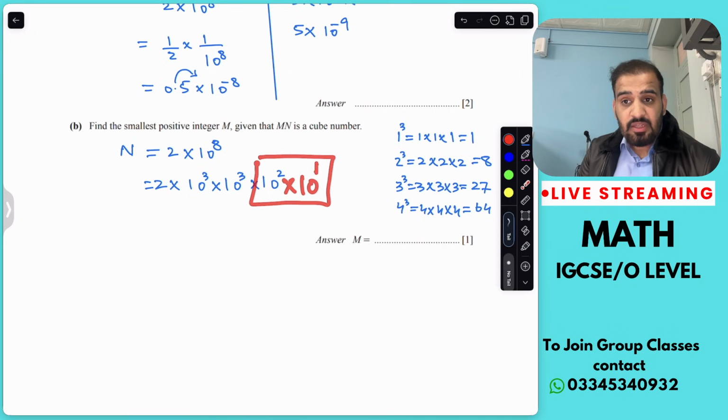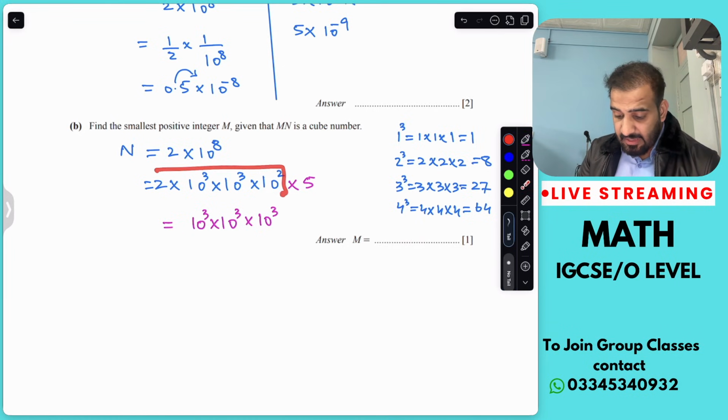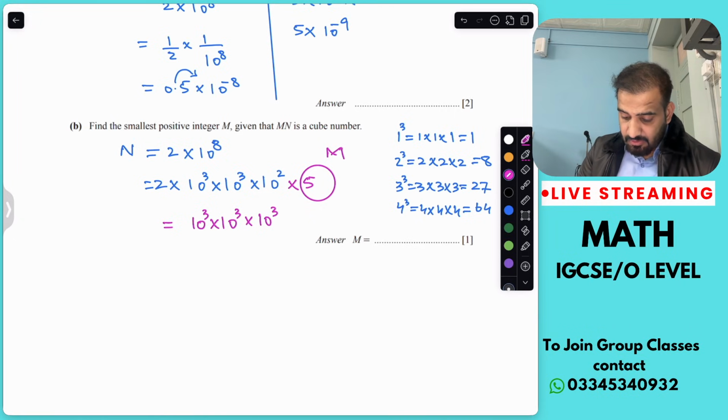Okay, so we have 2 already. If we multiply it with 5, this 5 times 2 will become 10. So in the next step, you can write 10 cube cross 10 cube cross 10 cube. Okay. So yes, this was your number n. This was an extra number, which I will call m. So m is going to be 5.